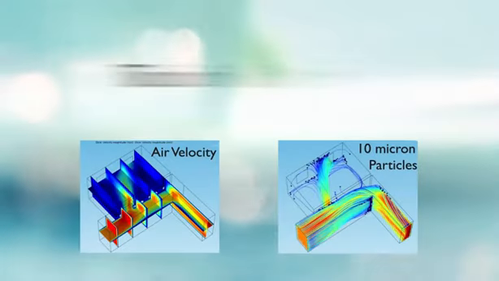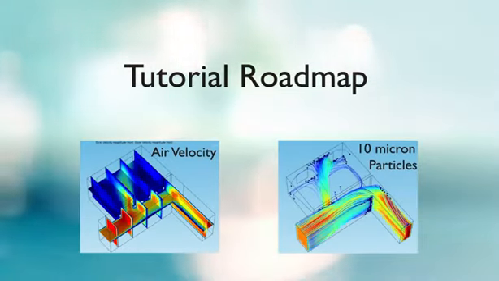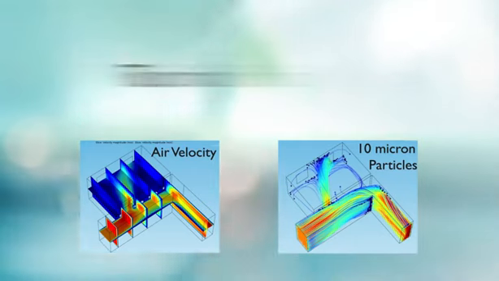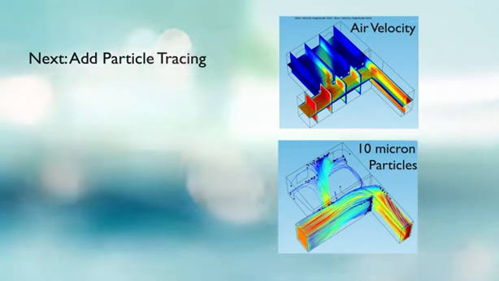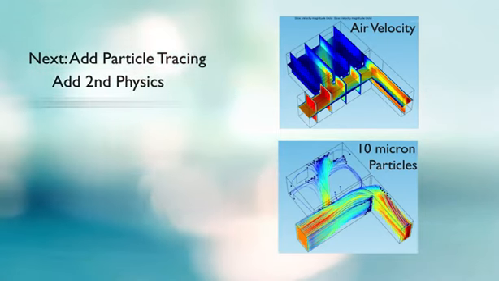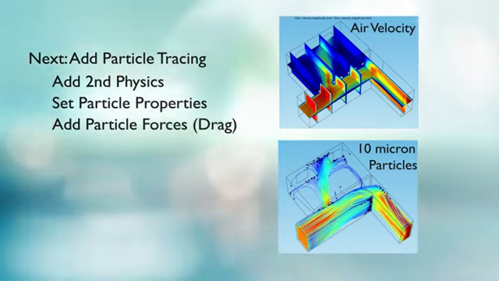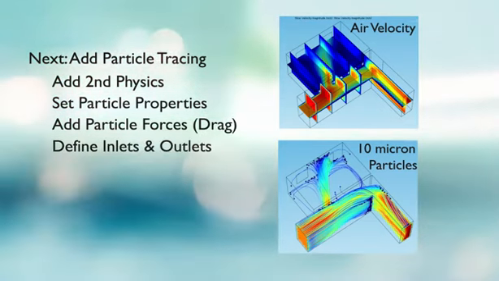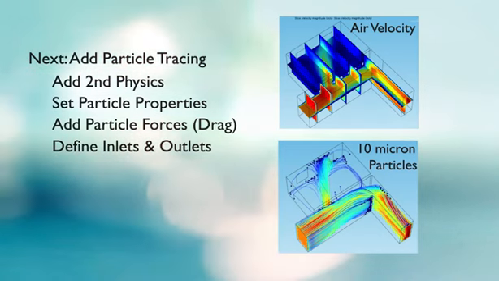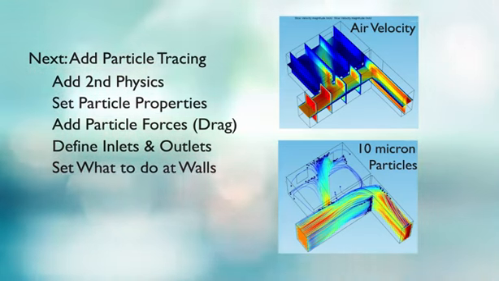In the previous part of this, we set up and solved the airflow. Next, what we're going to do is add particle tracing. So we're going to add a second physics, set the particle properties, and then set up the particle forces and the drag on the particles. Just like before, we'll set up inlets and outlets and then see what you do at the walls. And then we'll add a transient study.